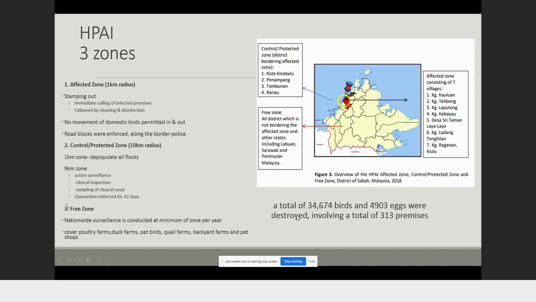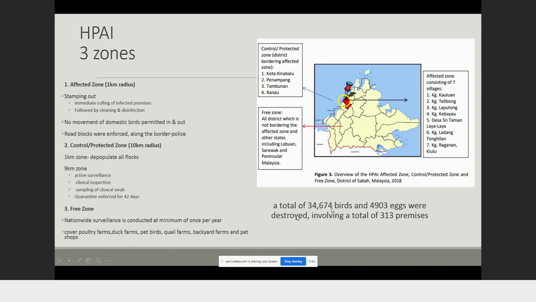And the third zone is the free zone. You see here, the free zone, in the case of Sabah, is all districts not bordering the affected zone and other states, including Labuan, Sarawak, and Peninsular Malaysia. This is the free zone. Because we want to declare HPAI-free status, nationwide surveillance must be conducted a minimum of once per year in this zone, and it must cover poultry farms, duck farms, pet birds, quail farms, backyard farms, and pet shops.